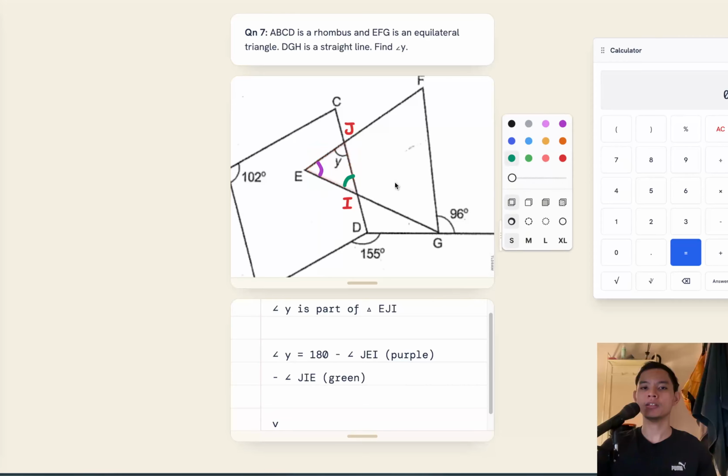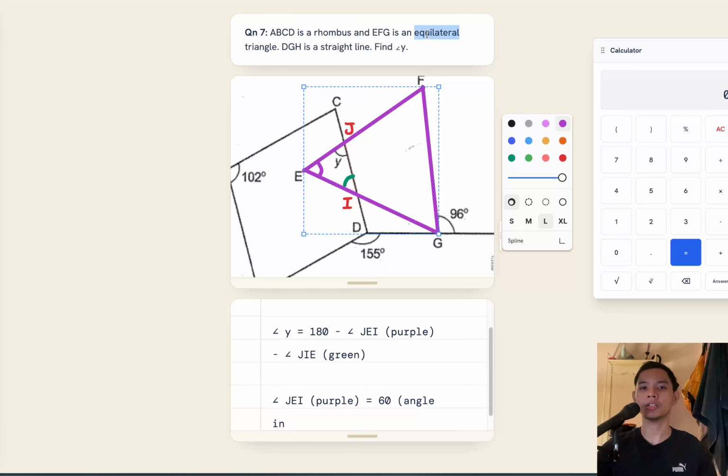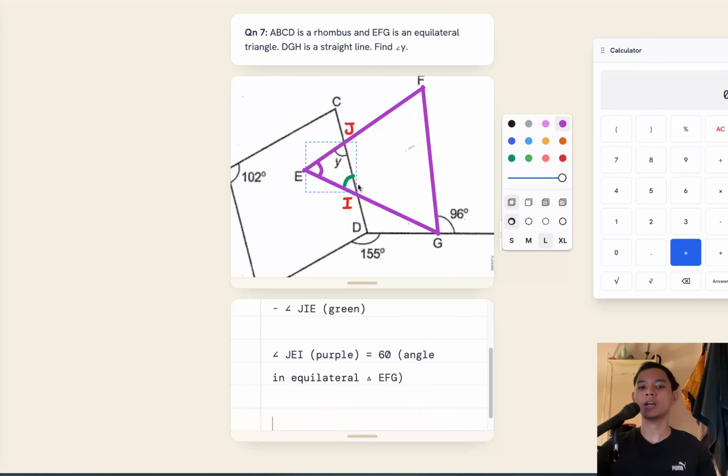This purple angle is actually part of this triangle, EFG, like so. So angle JEI, the purple angle, is equal to 60 because it's an angle in equilateral triangle EFG. Okay, so now we know that JEI is 60.